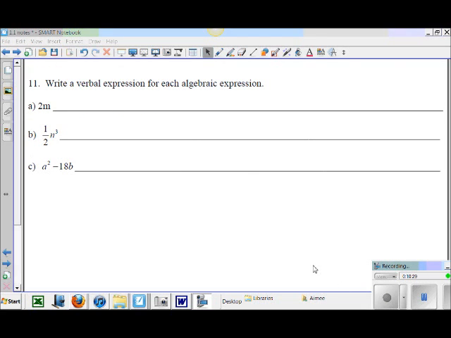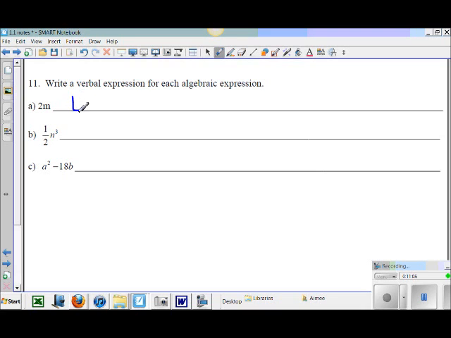Your next set of directions is going to ask you to write a verbal expression for each algebraic expression. There's going to be more than one correct way to do a lot of these, but I ask you to kind of challenge yourself and stay away from your typical add, subtract, multiply, or divide terms. They're not wrong to use, but we are trying to learn new skills here. So, for example, in letter A, we have 2m here, and it's not okay to just write 2m out. That I will not give you full points for on this assignment.